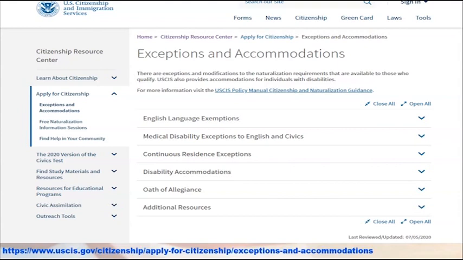Here are some of the accommodations. You have at the bottom of this presentation the link to this particular page on the U.S. Citizenship and Immigration Services website. And as you can see here, there are certain exceptions and accommodations when you go to the interview to become a United States citizen. Some of those include the English language exceptions, medical disability exceptions to English and civics, continuous residence exceptions, disability accommodations, among other things.